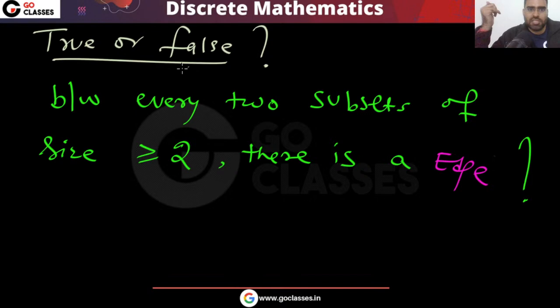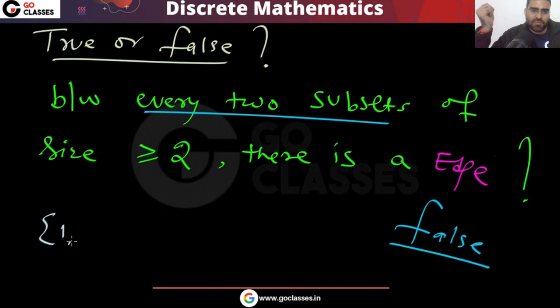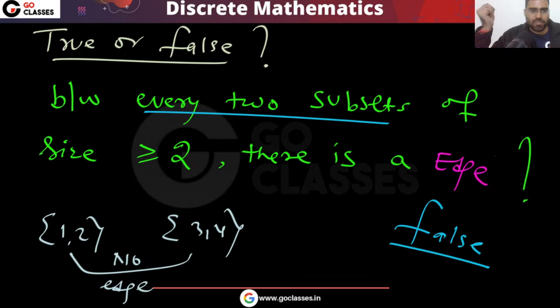Is this true or false? Tell me, simple question I'm asking. Between every two subsets of size 2, there is an edge. So this is definitely false. For example, take {1, 2} and {3, 4}. There is no edge between them. So definitely this statement is false.